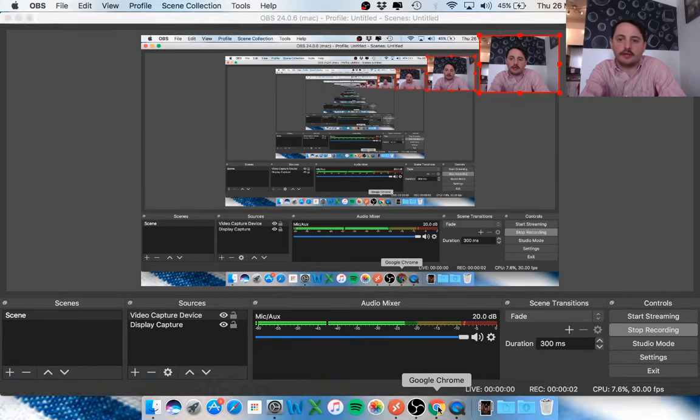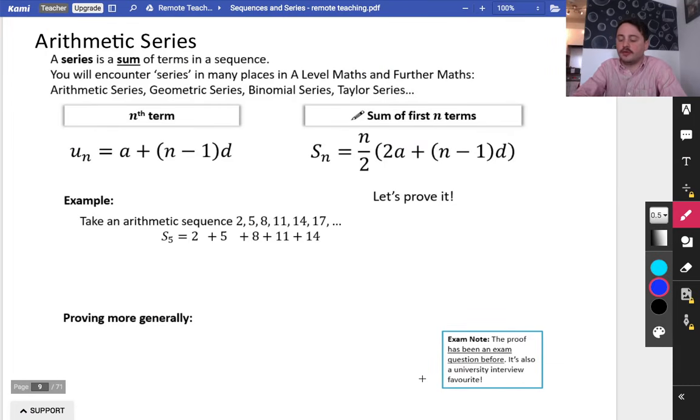Okay, so let's continue, and this time we're going to have a look at some things called arithmetic series instead. A series is a sum of terms in a sequence. When we say a sum of terms in a sequence, really what we mean here is just that the terms in the sequence are being added together. You know that that's what the word sum means.